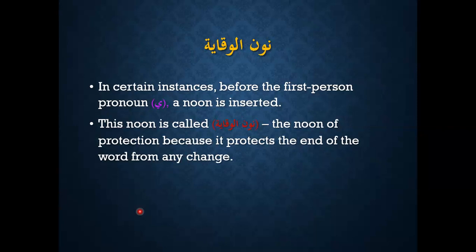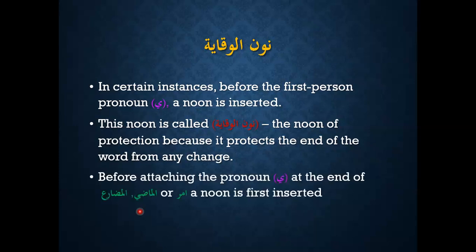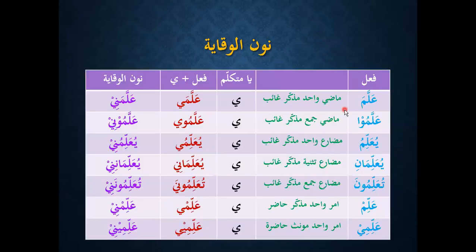Bab ifti'al. For the root, rules of ifti'al, you've covered that already. So it was iwtaqaya, itqaya, and then ittaqa, and then taqwa as another masdar. So wiqaya. It prevents, it protects the end of the word from any change. Look at that. Before attaching the pronoun ya at the end of madi, mudari, and amr, a noon is first inserted. Example, look at that.